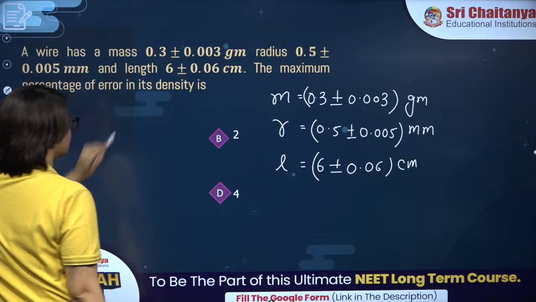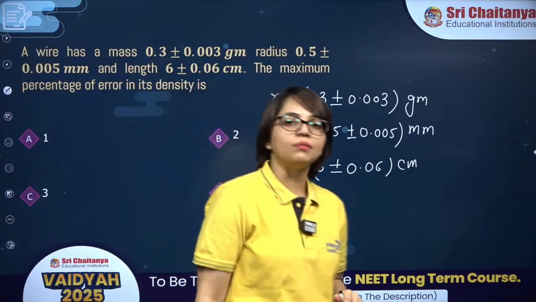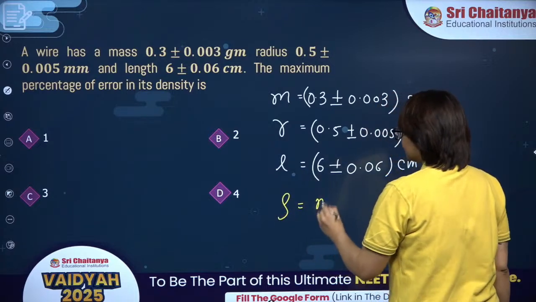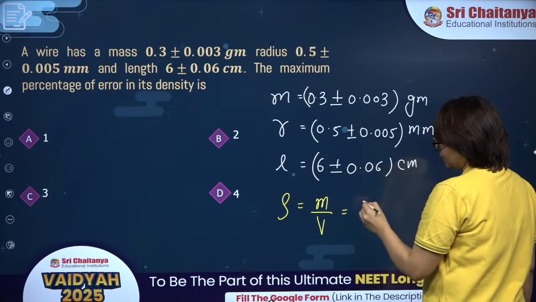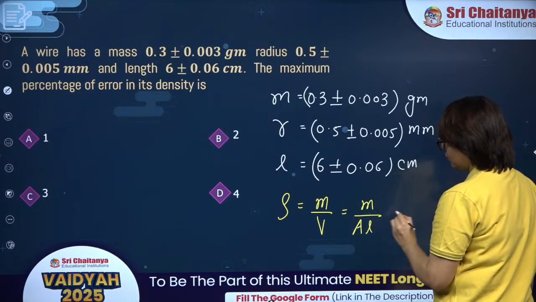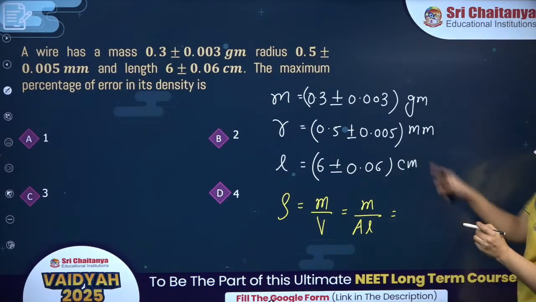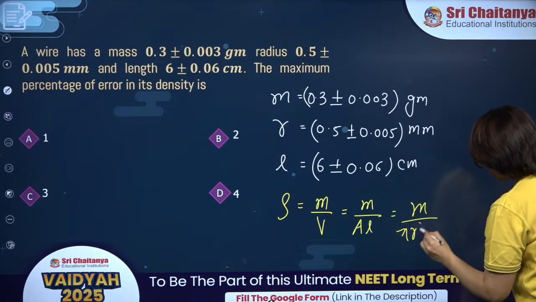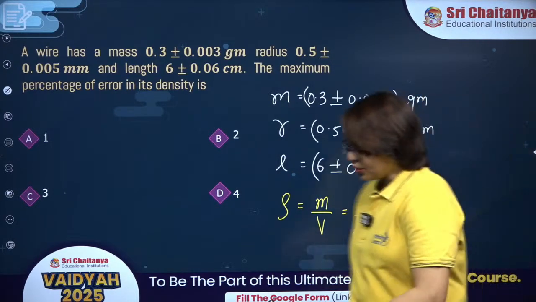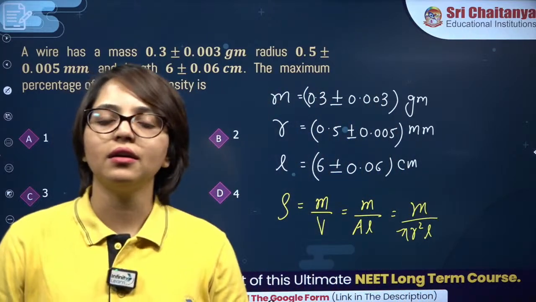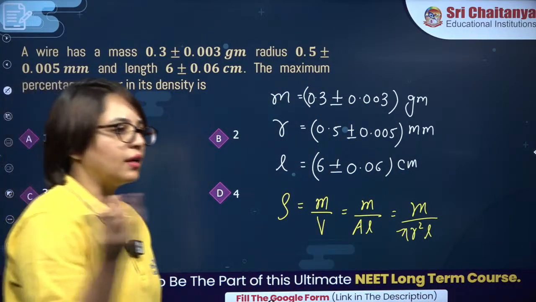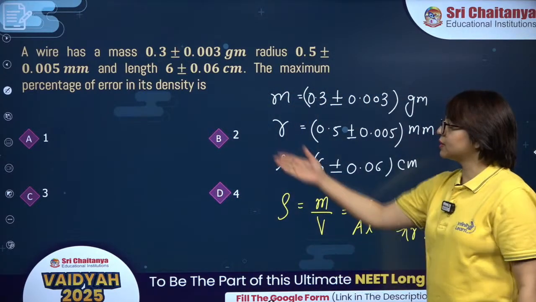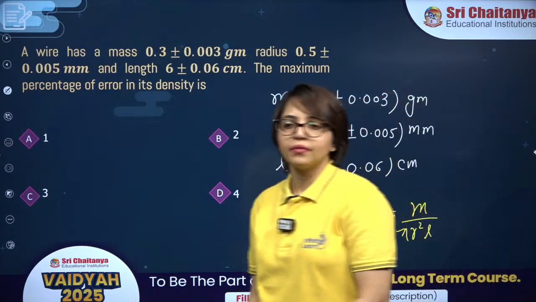This is very simple. This is from units and measurement. Density is mass upon volume. Volume can be written as area of cross section into length. Area of cross section is circular because radius is given. So it is m upon pi r square into L. This is the density in terms of radius, mass and length. Now you guys try this one. What is the maximum percentage error in the density? 1%, 2%, 3%, 4%.